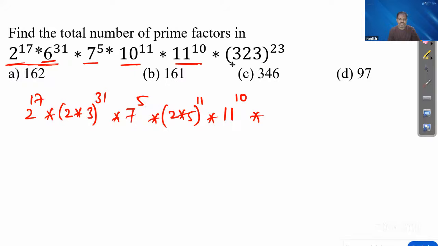What about 323? Is 323 a prime number or not? Anyone? Is 323 a prime number? Is 323 a prime number or not? Yes, sir. Prime number, sir.